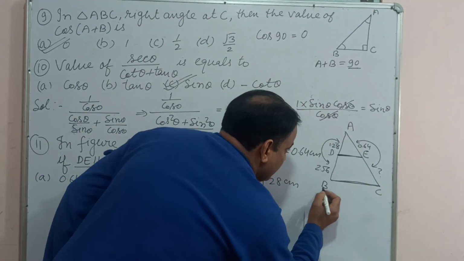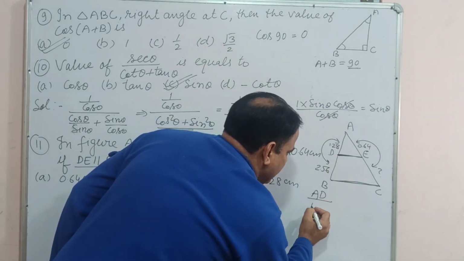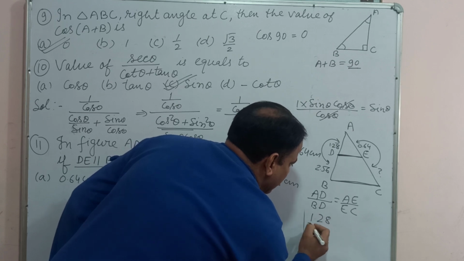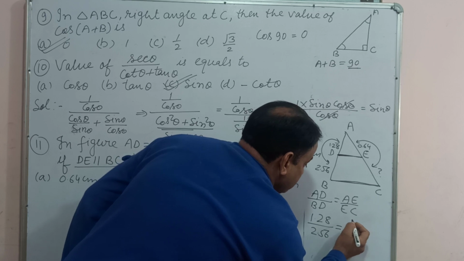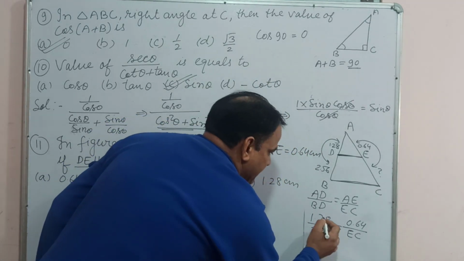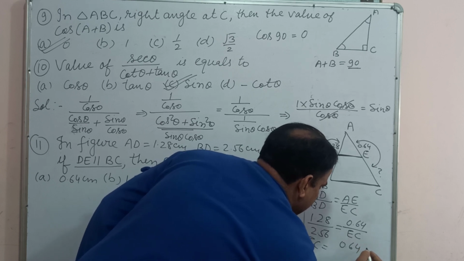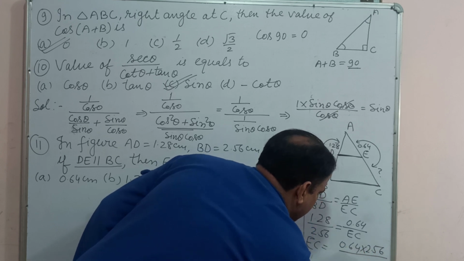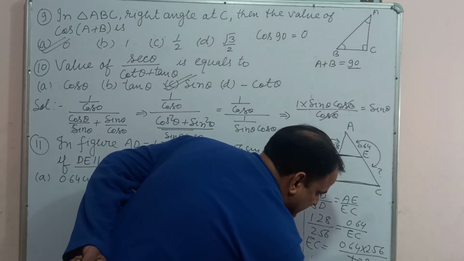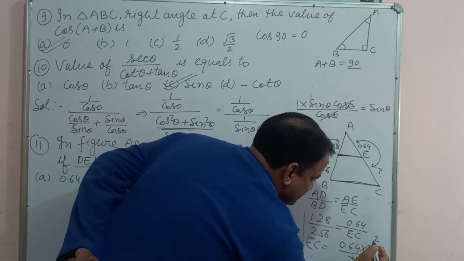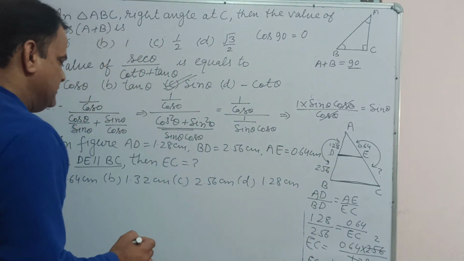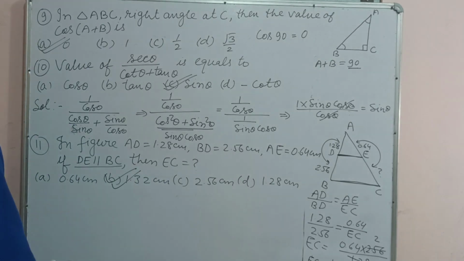By comparing with our theorem, we can write AD upon BD must be equal to AE upon EC. By putting in values, 1.28 upon 2.56 equals 0.64 upon EC. EC must be equal to 0.64 multiplied by 2.56 divided by 1.28. We can say that 1.28 is half of 2.56. So we can cut this 1 time and this 2 times. By multiplying 0.64 by 2, we get 1.32. That is our answer. EC equals 1.32 centimeter. B option is right.